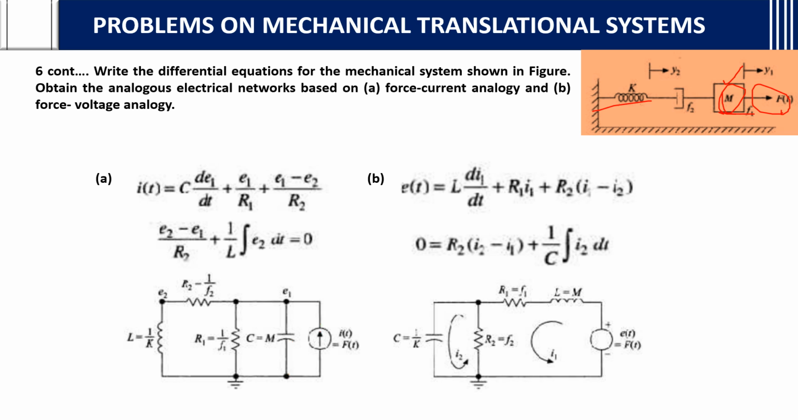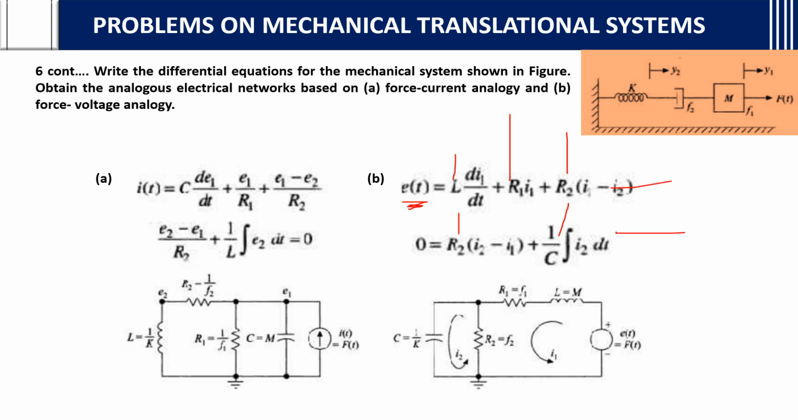Then the next equation, what are we writing? First we have written for the force current analogy. Now next is force voltage. As you know, force voltage is in terms of E, that is voltage terms. Voltage is equal to: M becomes L, F1 becomes R1, F2 becomes R2. Here again the spring becomes 1 by C. Keep that in mind. After writing these two equations from the main equation, then what will we do?